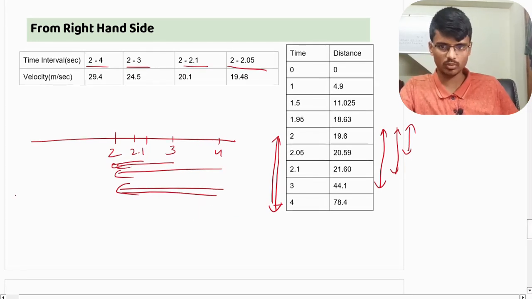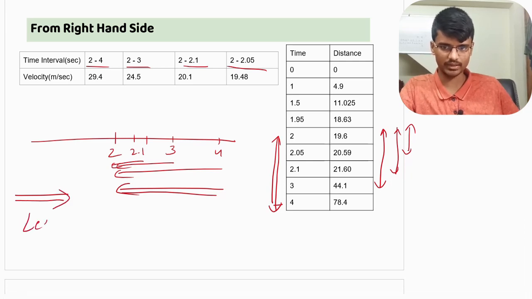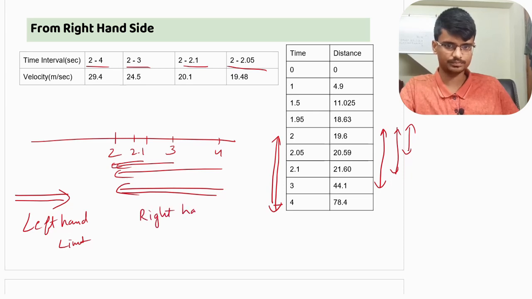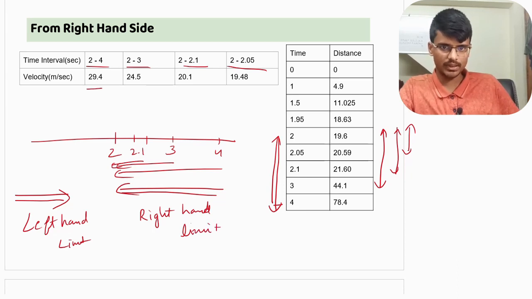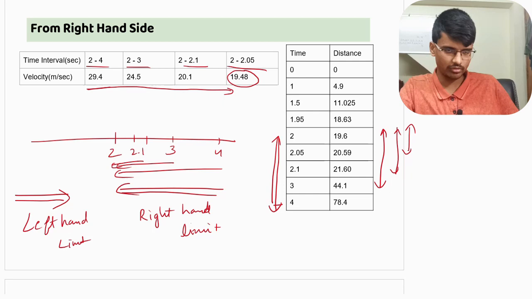In that case, what we were doing, we were going from left to right. So that was our left hand limit. And this is our right hand limit. So you can see here, the number is approaching. Here the number is decreasing, decreasing, and decreasing, and it is limiting. It is limiting to 19.48.